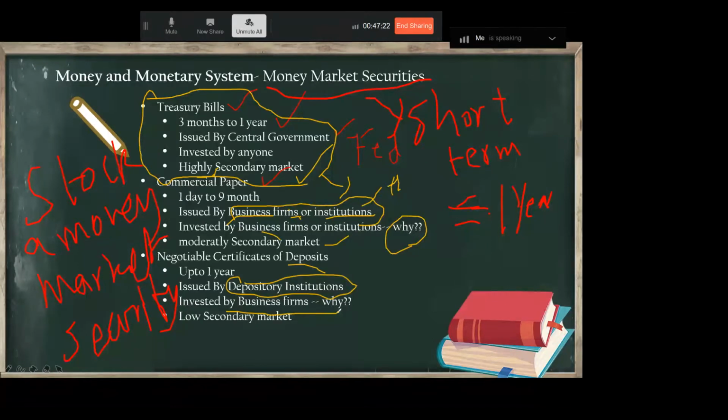You know the secondary market, right? And it's up to 1 year. Usually, it's rare to invest in that. The issuer is a depository institution where firms are the investors. It can also be traded in the security market, but at a very low rate.